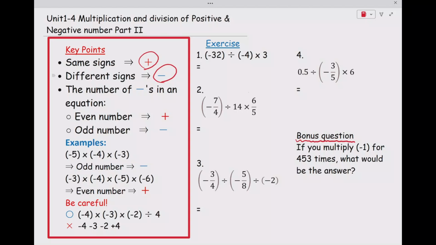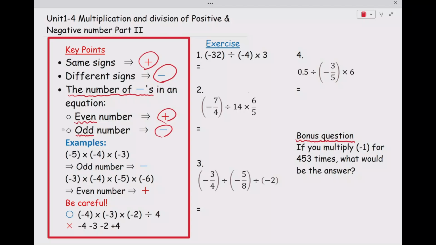Also, there is a very convenient way to quickly determine the sign of the answer, even when the equation contains, like 10 numbers. That is, just count the number of negatives. If the number of negative numbers in an equation is an even number, like 2 negatives, 4 negatives, 6 negatives, etc., the sign of the answer will be positive. If the number of negative numbers is an odd number, like 1 negative, 3 negatives, 5 negatives, etc., the sign of the answer will be negative.